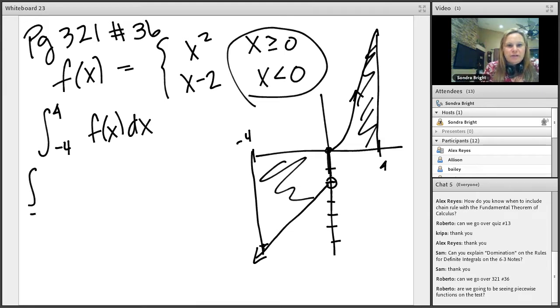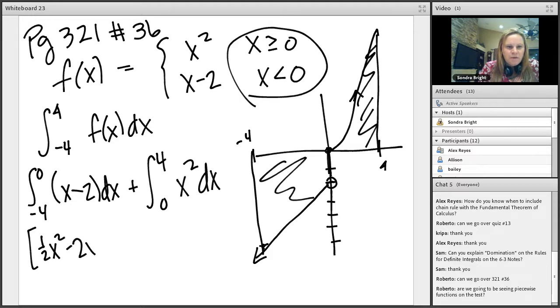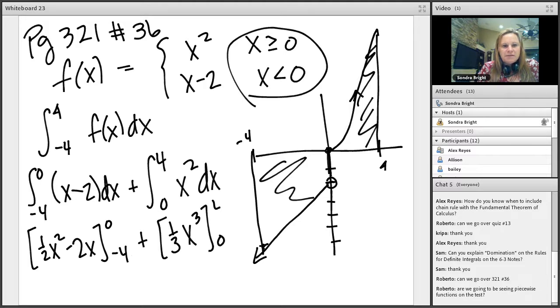And so what you want to do is split it up, right? You need to go from -4 to 0 of your function x minus 2, and then from 0 to 4 of x squared. And those are easy to do, right? 1/2 x squared minus 2x, and we're going to evaluate that from -4 to 0. And then here you've got a 1/3 x to the third, going from 0 to 4.